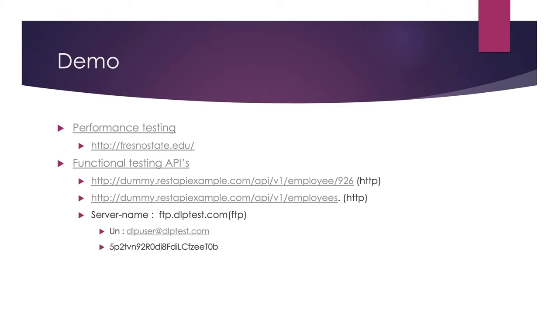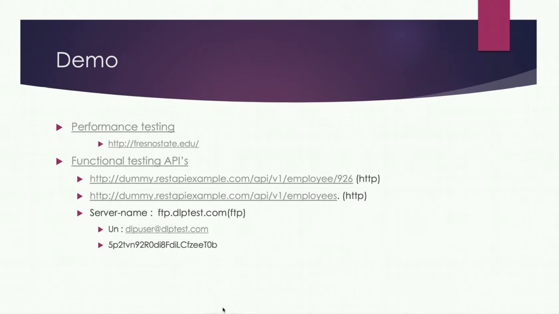Let's now look through the demo of JMeter. In this demo, we'll see a sample HTTP request and FTP request. An HTTP request is sent to the Fresno State website homepage, and we have another HTTP request for a dummy REST API. We also have an FTP request for uploading and downloading a file, and we will look through the performance of these servers through the results. Let's start with the demo.